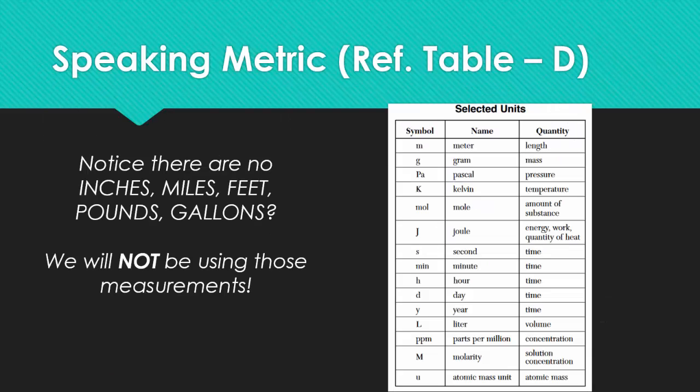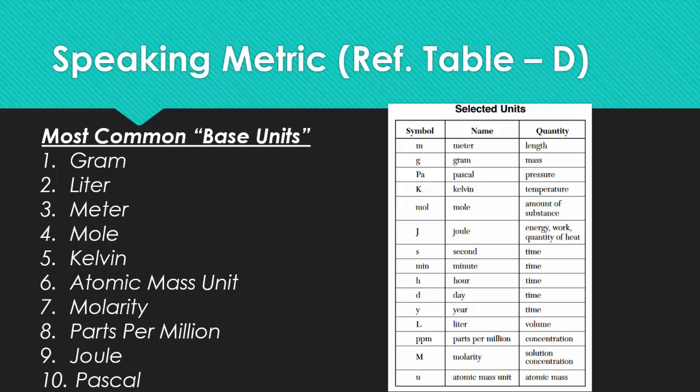So notice there are no inches, miles, feet, pounds when you look on reference table D, which is on the first page of your reference tables. We will not be using any of those measurements, including Fahrenheit. So most common base units are grams, liters, meters, which you probably have heard of, mole, which is not just a fuzzy animal, Kelvin, which is going to take the place of Fahrenheit, atomic mass unit, molarity, parts per million, joule, which is like calories, and Pascal.